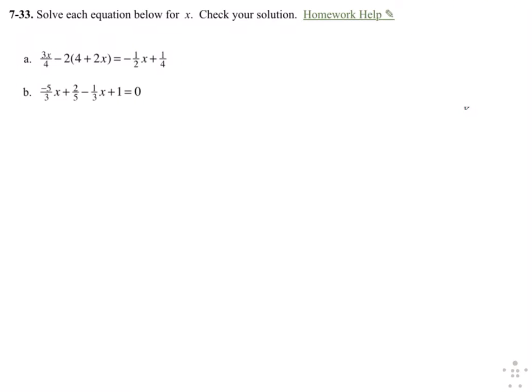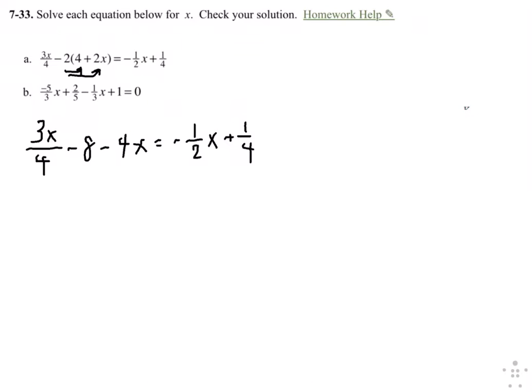Okay, for A, let's just work this through. I have 3x over 4 minus, I'm going to distribute that minus 2 in. So I have negative 2 times 4 is negative 8. Negative 2 times 2x is negative 4x equals negative 1/2 x plus 1/4.